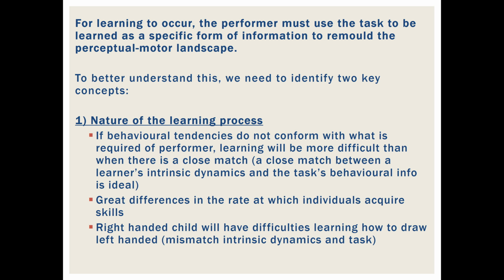That doesn't mean you can't learn that skill, but it does explain some sort of accelerated learning in some individuals and why that doesn't occur in others. So as we said, a right-handed child will have difficulties learning how to draw left-handed, but that might not necessarily be so for a left-handed child. So task dynamics have to match intrinsic dynamics.